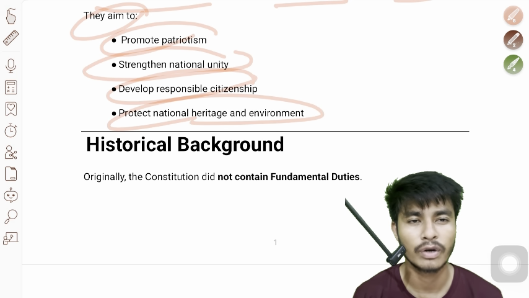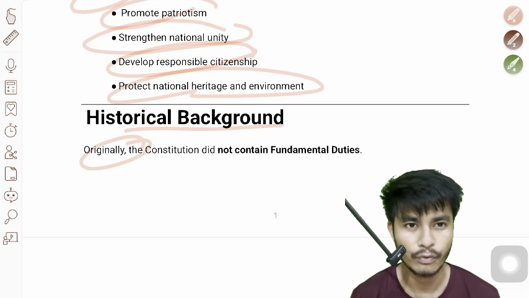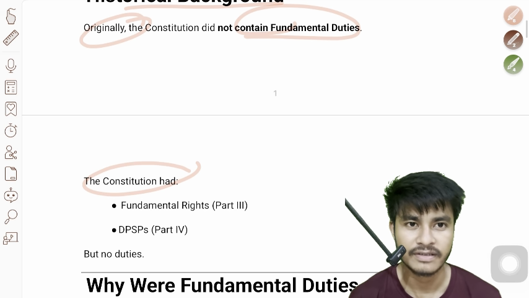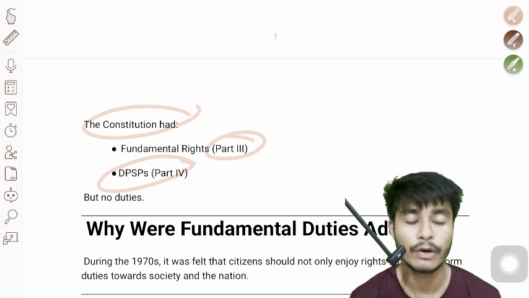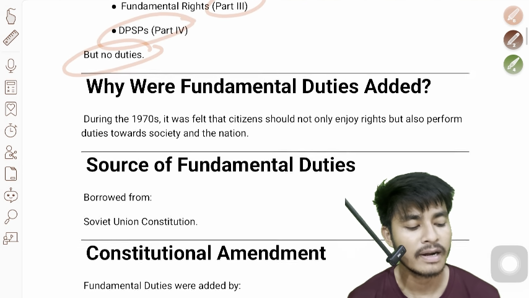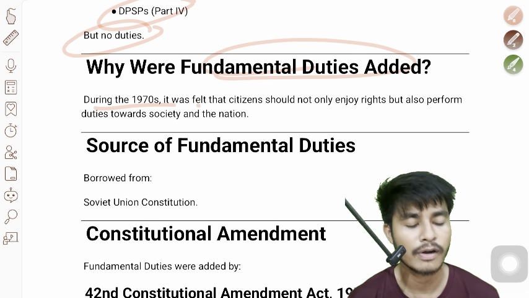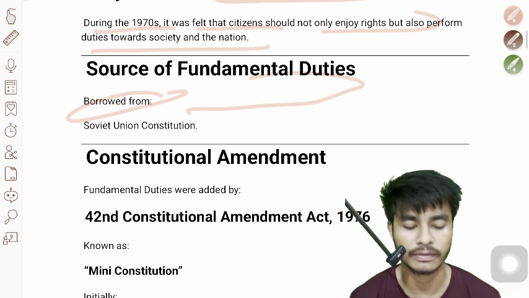So we'll move to the historical background. Originally the Constitution did not contain fundamental duties. It contained only fundamental rights, Part 3, and DPSPs, Part 4, that we already discussed in previous videos, but no duties. So why were fundamental duties added? During the 1970s, it was felt citizens should not only enjoy rights but also perform duties towards society and the nation. The source of fundamental duties is borrowed from the Soviet Union constitution.